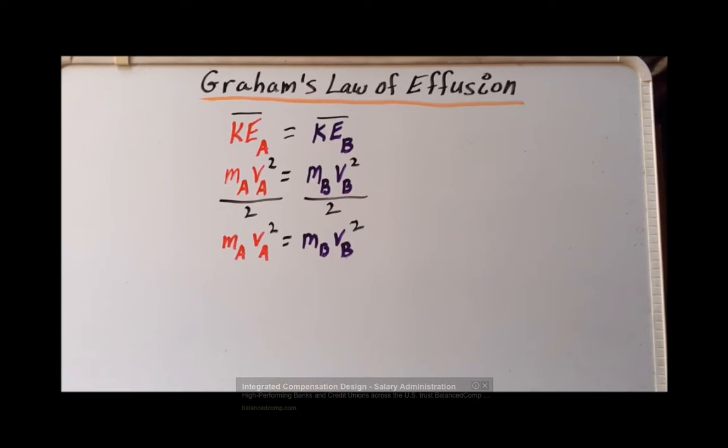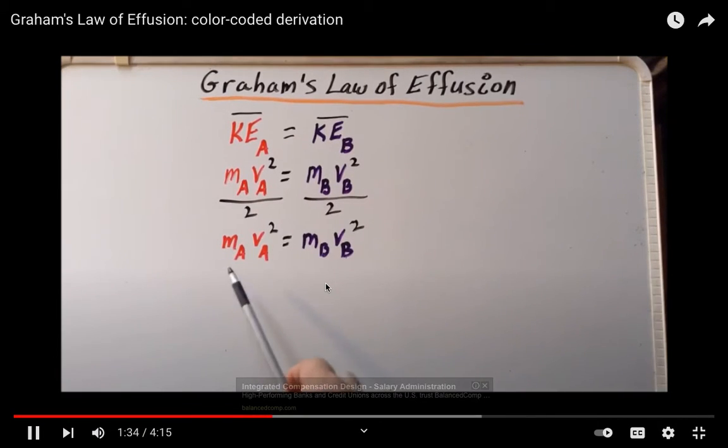Next, we multiply each side by 2 to get that m sub a v sub a squared is equal to m sub b v sub b squared. Remember, as long as you do the same thing to both sides, the equation is still true. So if you multiply both sides by 2, the 2's cancel.